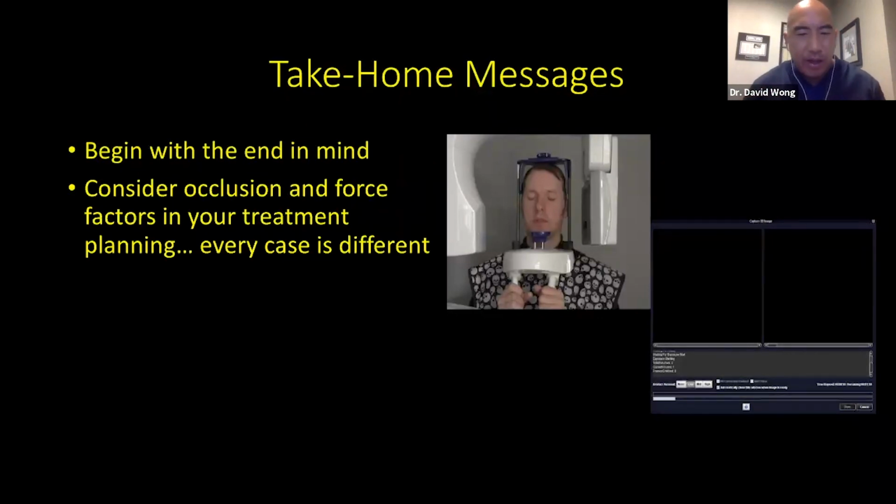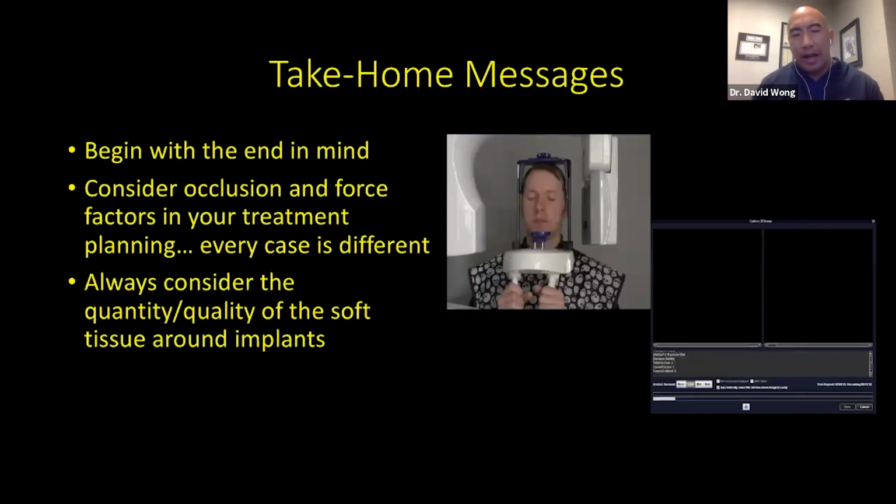Sometimes you can get away with the narrow diameter implant, sometimes you can't. So you have to really consider the force factors and the patient's parafunctional activity in your treatment plan. That's going to save you a lot of trouble when it comes to loose abutment screws and broken components.